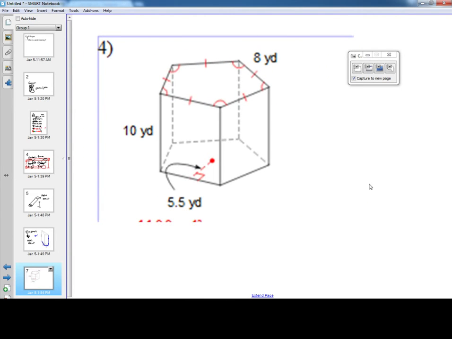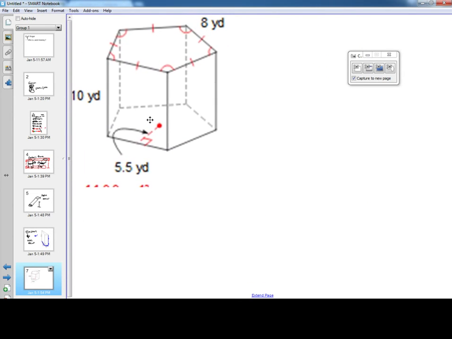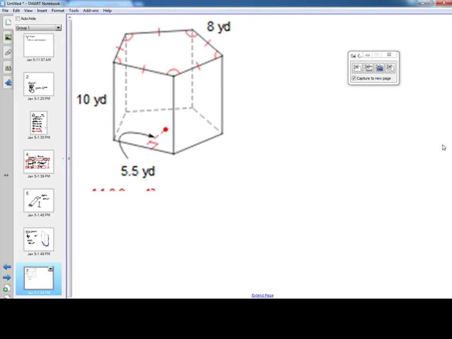Okay. So again, this is a right geometric solid. So what are the two things I need to do? Find the area of the base. Multiply by the height. So area of the base, multiply by the height. The height happens to be 10 yards. I'm halfway there, peeps. Now the base is going to be the tough one, isn't it?